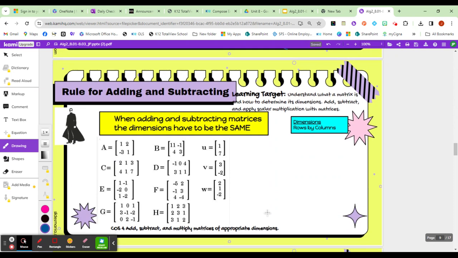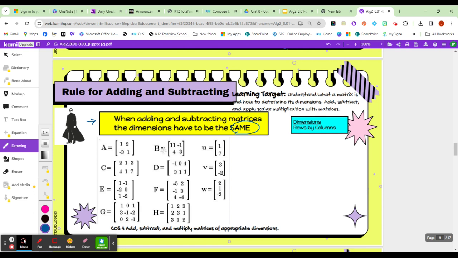You're also going to be asked to add and subtract matrices. It says when adding and subtracting matrices, the dimensions have to be the same. That's our only rule when we're adding and subtracting. So for instance, if we were trying to add a 2 by 2 matrix with a 2 by 3 matrix, that would not be defined. A lot of times they say defined if you can do it, not defined if you can't, or not possible. So the dimensions would have to be the same.